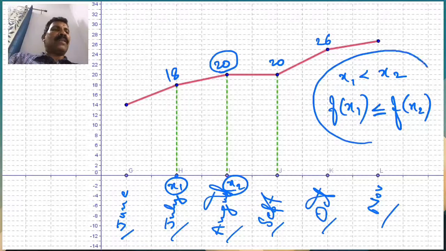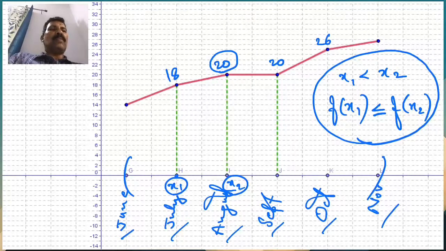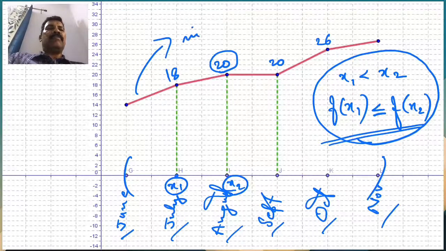That is why I am saying whenever x1 is less than x2, f of x1 is less than or equal to f of x2 here. So if you consider this interval from June to November, you can see that for any two points x1 and x2 in the domain, whenever x1 is less than x2, we can see that f of x1 is less than or equal to f of x2. In such a case, we say that the function given is an increasing function.